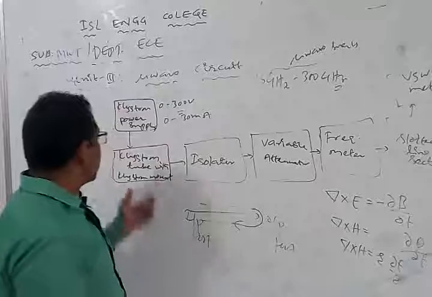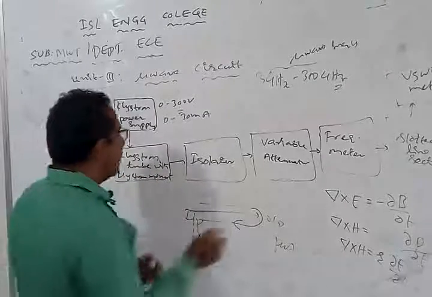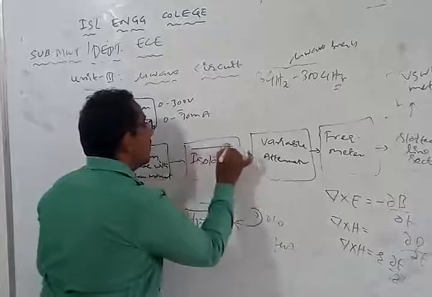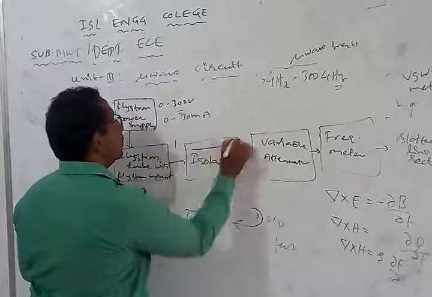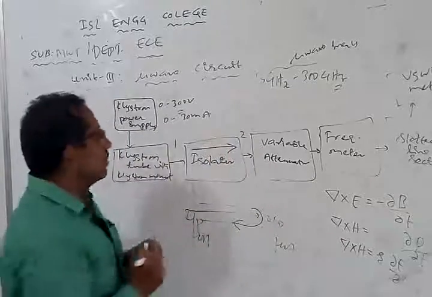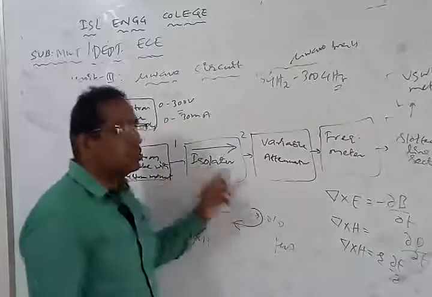To protect this klystron tube, what am I doing? I am putting an isolator. What is an isolator? An isolator is something like a one-way transmission. It transmits only from port 1 to port 2. That's all. So an isolator is a device which always transmits the signal from port 1 to port 2.